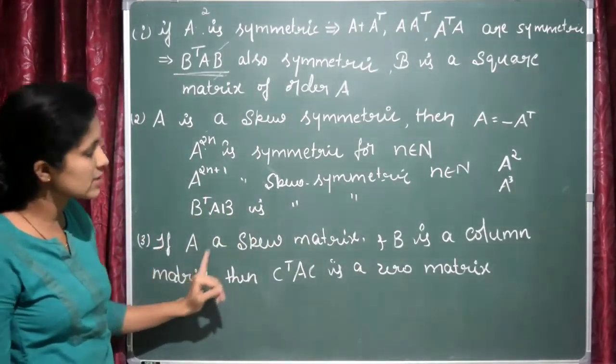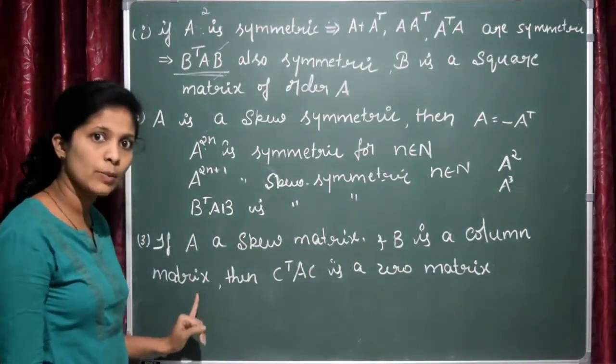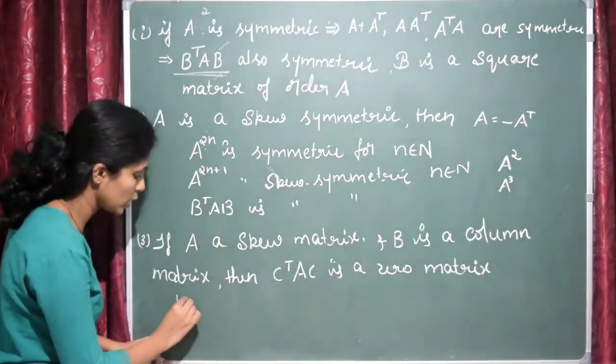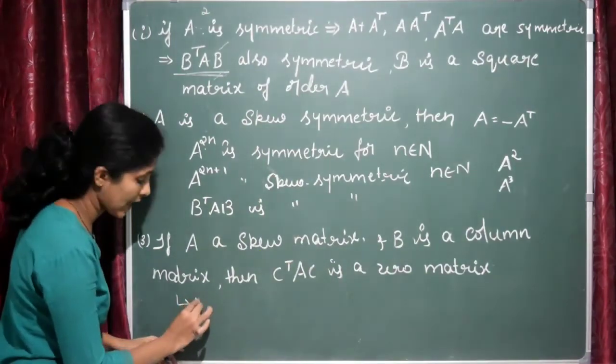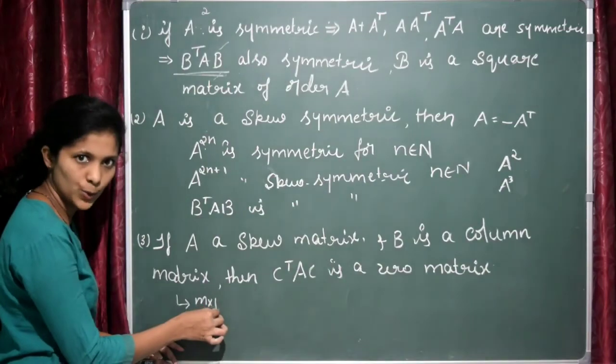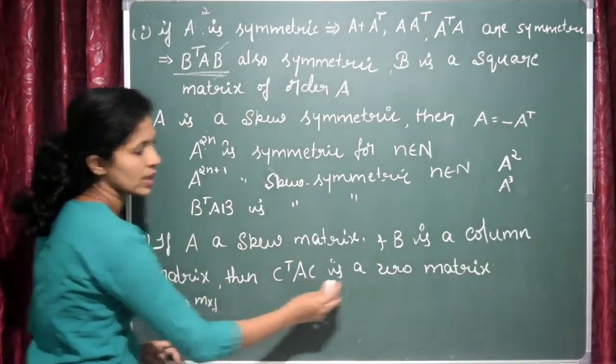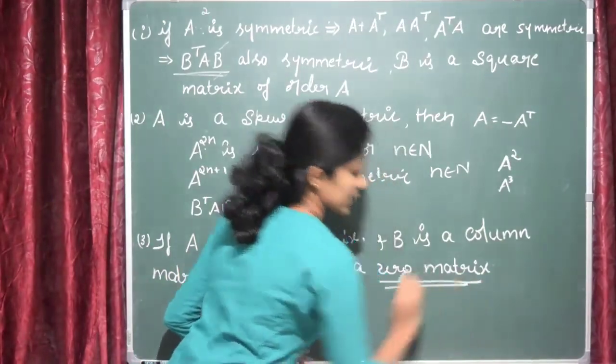Next one, if A is a skew matrix and C is a column matrix. Column matrix means the order of the matrix is m into 1, right? The number of rows can vary, but the number of columns is equal to 1. Then if you multiply, C transpose A C is always a zero matrix. Remember this.